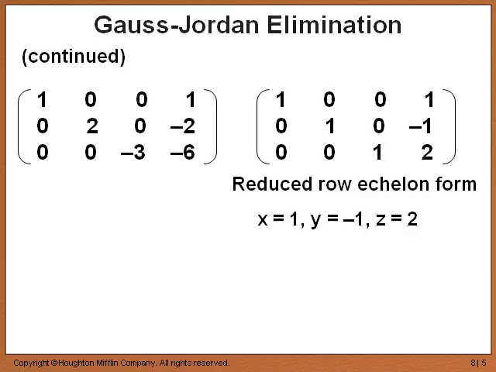Going to the first row, I get my x equals 1. Going to the second row, I get my y equals -1. And the third row, z equals 2. Okay, so it is a little bit more work to do Gauss-Jordan elimination, but it's easier once you get to the final step. But the main reason we're learning Gauss-Jordan elimination is because this is what calculators do.